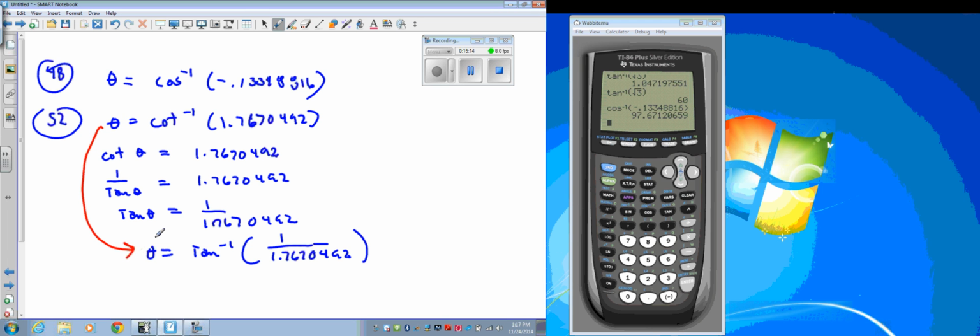So then you're just going to go, and it's a calculator problem, so you go second tangent, and then you put 1 divided by 1.7670492.